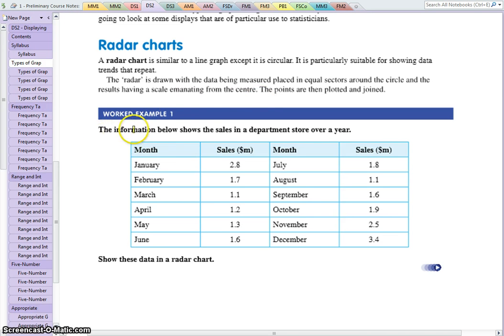All right, this is worked example one. This information below shows the sales in a department store over the year. So you've got your months down there in two columns, and you've also got your sales just there. So you've got 6 months on this side, and then the other 6 months and the sales. You can see if you look closely, very quickly, you've got 2.8 million there in January, and then in December you've got 3.4. So you can see the two biggest months. But what we're going to do is show it in a radar chart. Makes our life a lot easier.